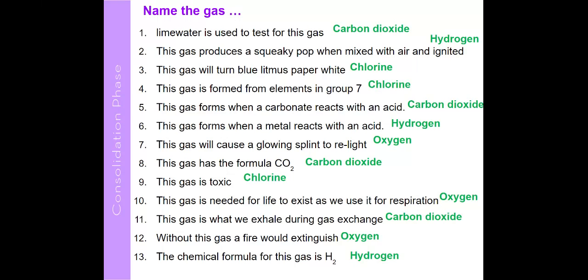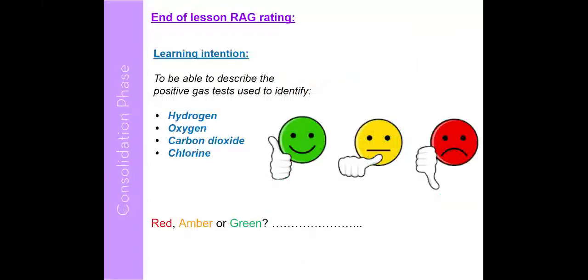Number 9, chlorine is toxic. Number 10, the gas that we need for life to exist, for respiration to happen, is oxygen. The gas we exhale is carbon dioxide. Without this gas, fire would extinguish, that would be oxygen. And the chemical formula H2 is hydrogen.